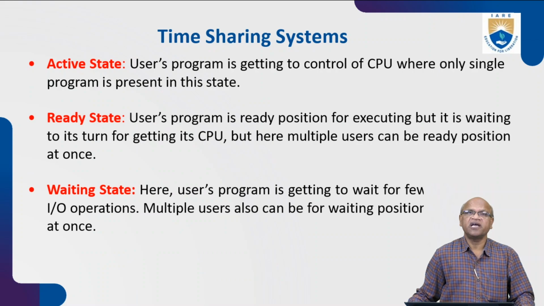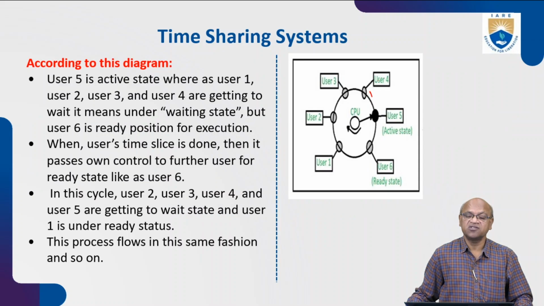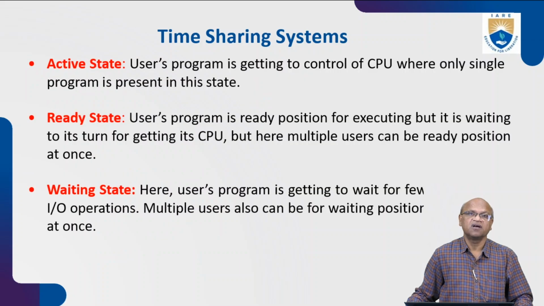So in a time sharing system, there are the active state, ready state, and waiting state. In the active state, the user's program gets control of the CPU, where one single program is present in this state. In the ready state, the user's program is ready for executing, but it is waiting for its turn to get the CPU. In the waiting state, the user's program is waiting for a few operations. Multiple users cannot be in the active position at once. This is nothing but, as we've seen earlier, this diagram.